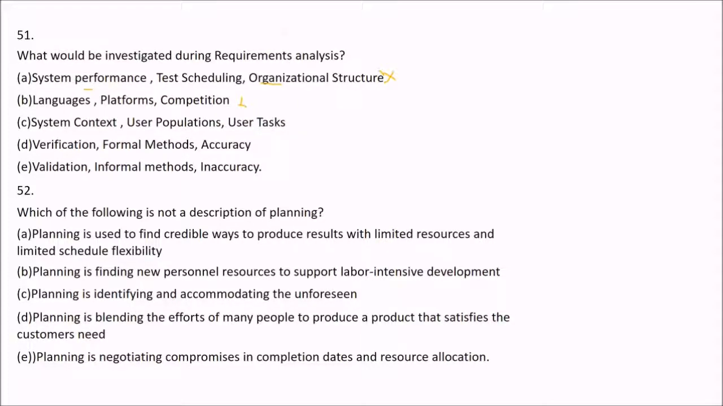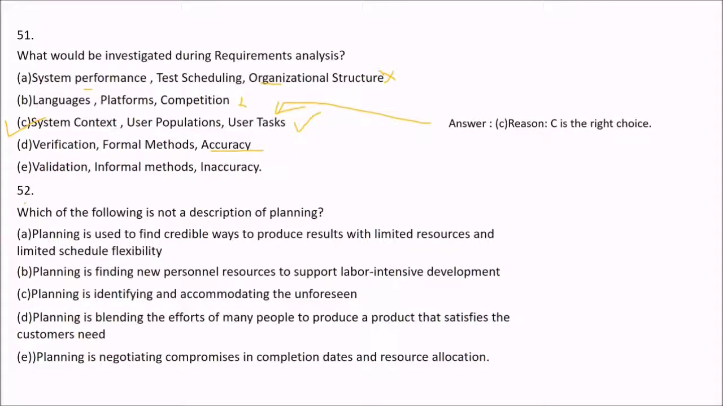Now, this seems to be a good choice, but we'll see others also: verification, formal methods and accuracy, validation, informal methods and inaccuracy. So, we'll go with the C, the 51. Actually, C is the right choice.